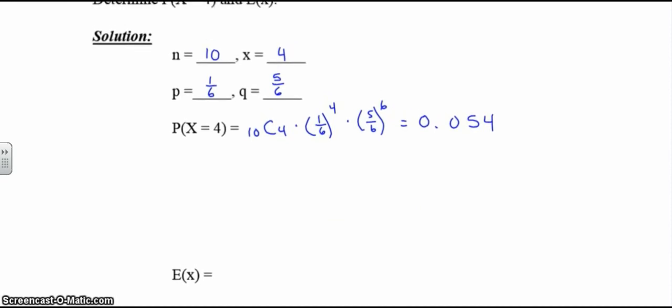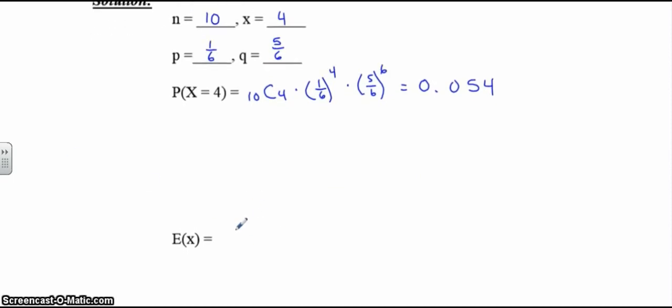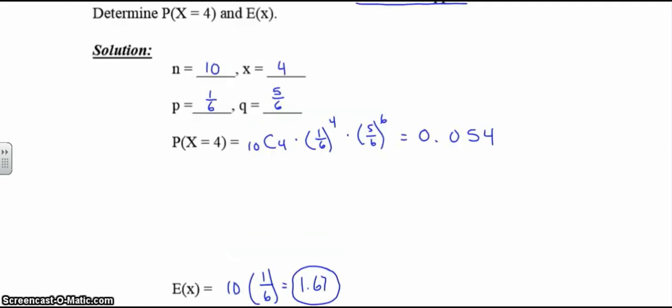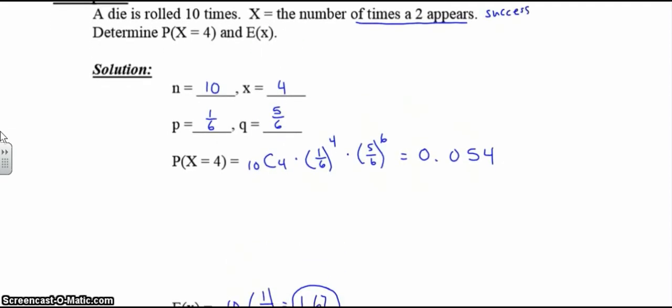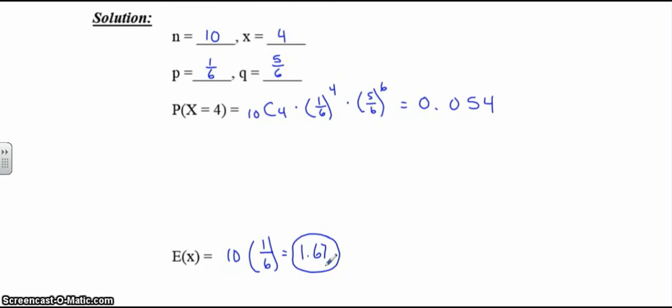The expected value is n times p. So n is 10. There's 10 trials times p, which is the probability of success. And 10 times 1 over 6 is 1.67. So on average, if we were continuously repeating this, rolling this die 10 times, you would roll a 2 1.67 times. And that's how you work a binomial distribution question.